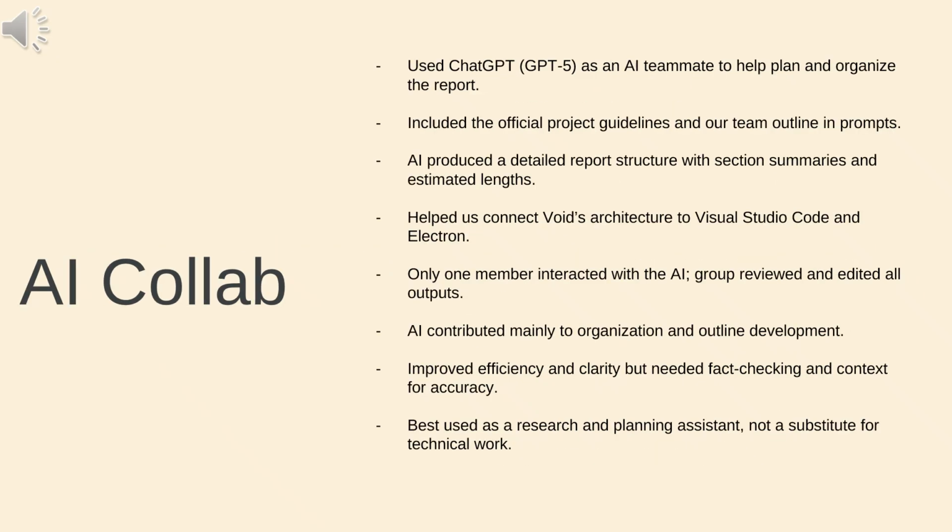Finally, we have the AI collaboration. For this project, we had an AI teammate, for which we used ChatGPT version 5. We used it mainly for planning and organization, not really as a content generator, though it did help with some research. We included the official project guidelines and our team's outline and prompts, and the AI created a detailed report structure with section summaries, like what it wanted in it, and estimated lengths to help us figure out how long each section should be. This helped us plan early, stay consistent, and made our lives a lot easier.